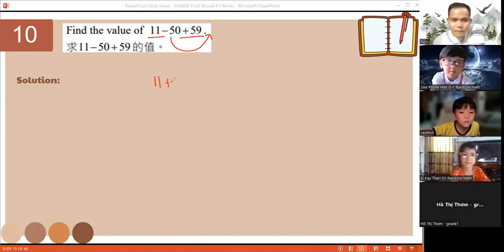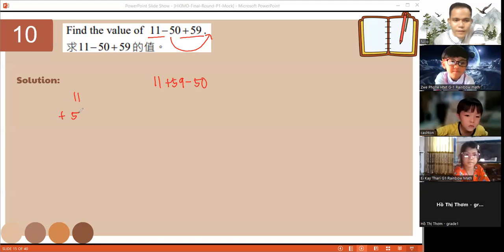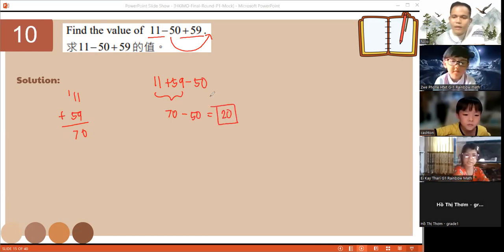So we have 11 plus 59 minus 50. In this way, we don't need to deal with negative values. 11 plus 59 would be 70. Then 70 minus 50 is equal to 20. Since you rearranged already, you don't need to deal with negative values.